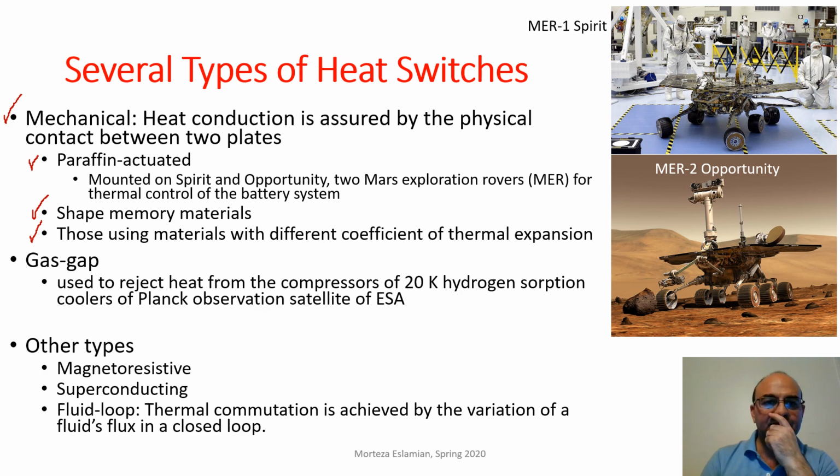Another way of actuation in heat switches is using a gas gap. A gas gap heat switch is used to reject heat from the components. It was used for a special mission on the Planck observation satellite. A gas gap thermal switch has been used, and we will talk about this structure. And there are other types of heat switches as well, which are either under research and development or are less common. We are not going to focus on those other types.